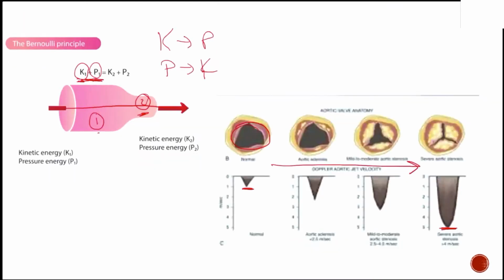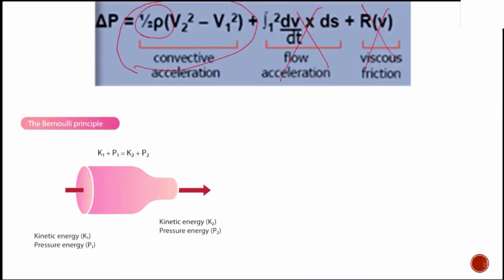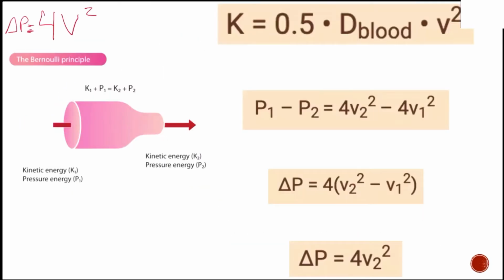Okay, so if we go back to our previous slide, we see this here, right? One half the density of blood, okay? And based on what the true density of blood is, this becomes 4, all right? So we have our K1 and P1, and we're rearranging our equation. We have the change in P is equal to 4V2 velocity squared, this one here, minus 4V1 squared, okay?